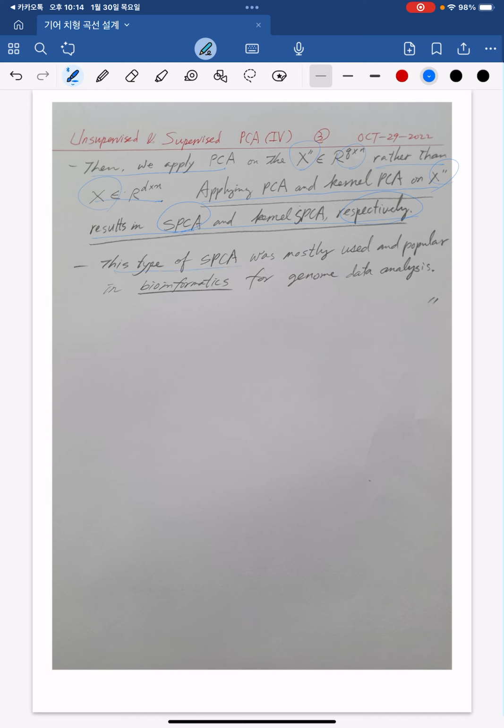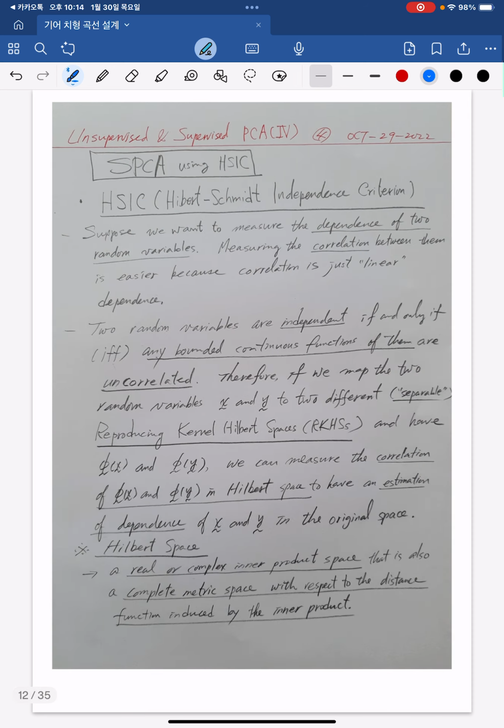This type of SPCA was most used and popular in bioinformatics for genome data analysis. SPCA using HSIC.